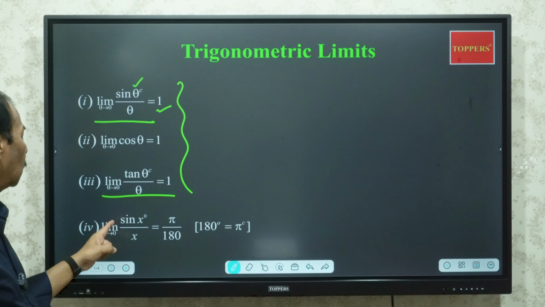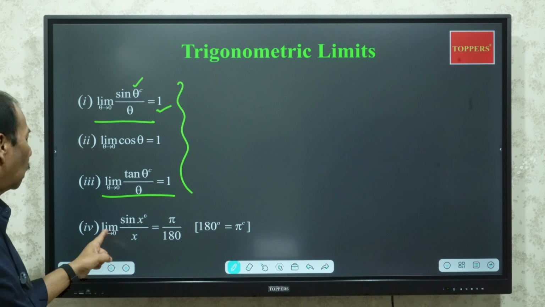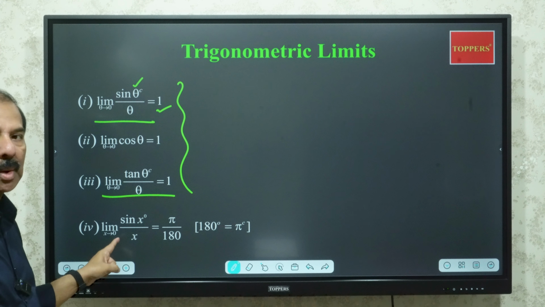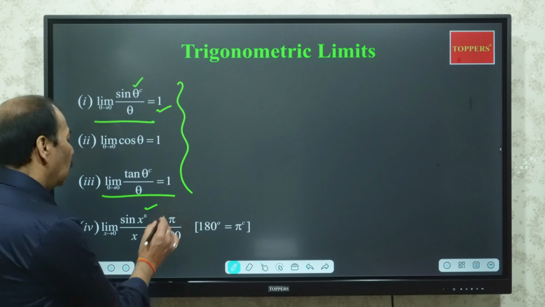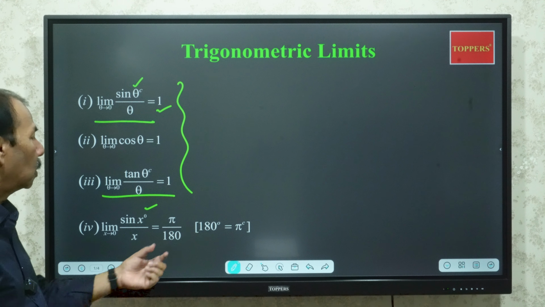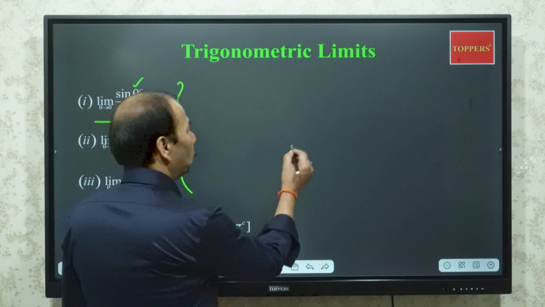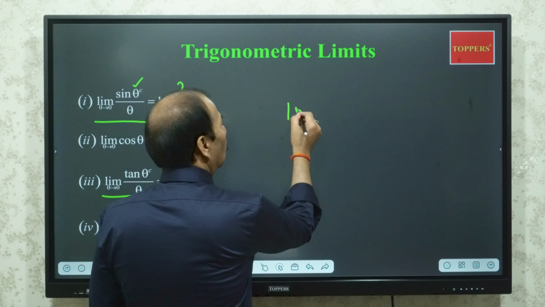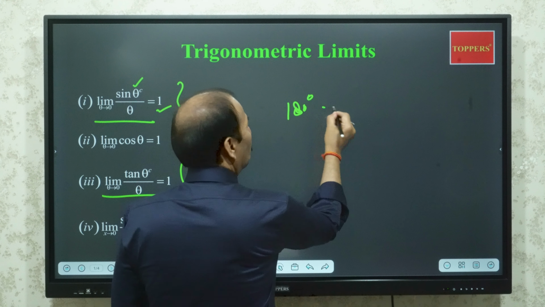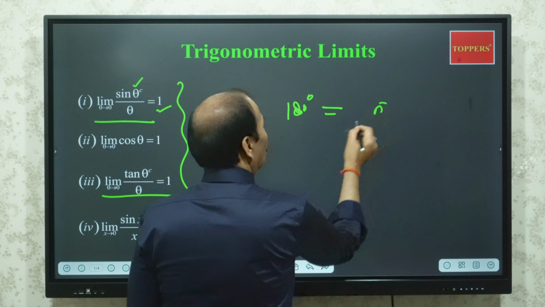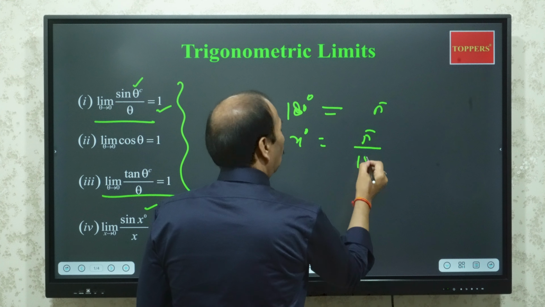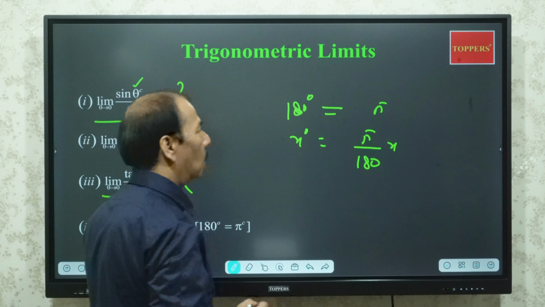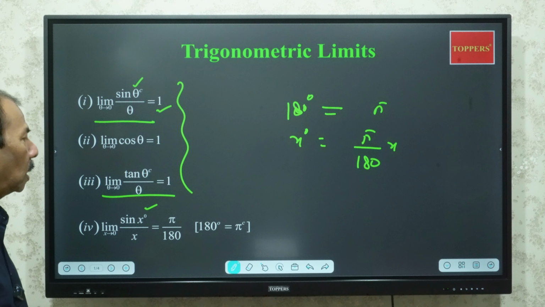Now, if you consider the limit of sine x upon x when x tends to 0, it means here x is in degree. So first we have to change this degree into radian. We have 180 degree equal to pi radian. So x degree will be equal to how much? Pi upon 180 into x.